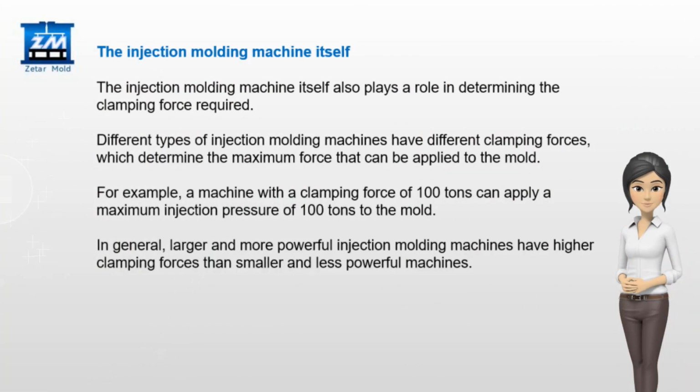The injection molding machine itself. The injection molding machine also plays a role in determining the clamping force required. Different types of injection molding machines have different clamping forces, which determine the maximum force that can be applied to the mold. For example, a machine with a clamping force of 100 tons can withstand a maximum injection force of 100 tons on the mold. In general, larger and more powerful injection molding machines have higher clamping forces than smaller and less powerful machines.